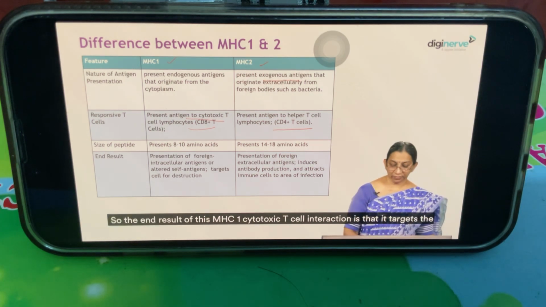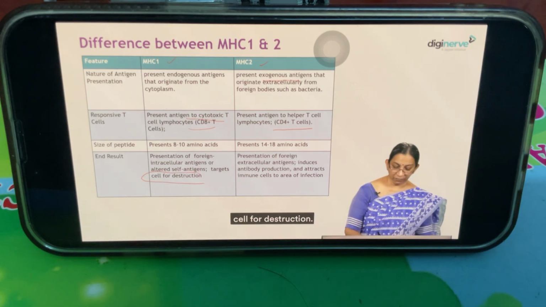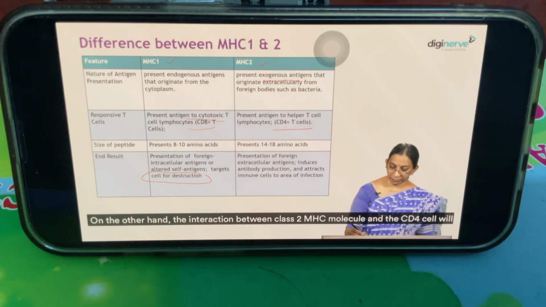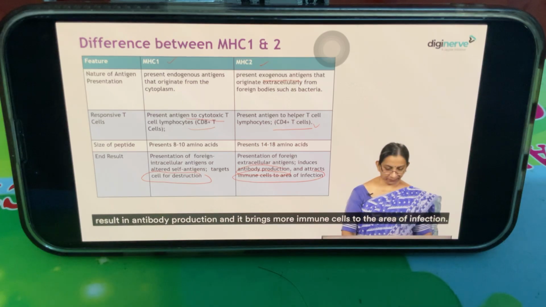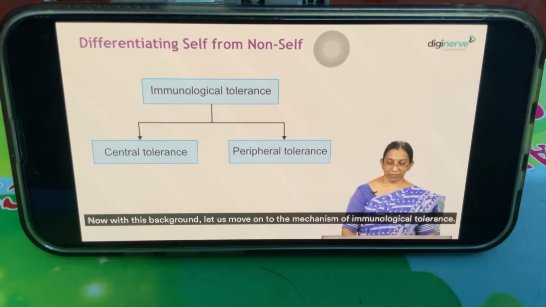So the end result of this MHC1 cytotoxic T cell interaction is that it targets the cell for destruction. On the other hand, the interaction between class 2 MHC molecule and the CD4 cell will result in antibody production, and it brings more immune cells to the area of infection. Now with this background, let us move on to the mechanism of immunological tolerance.